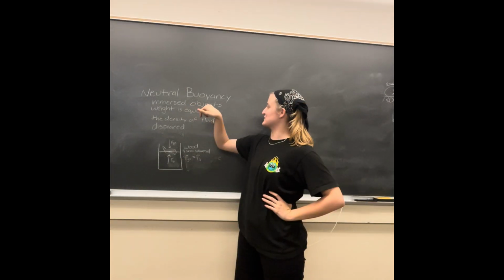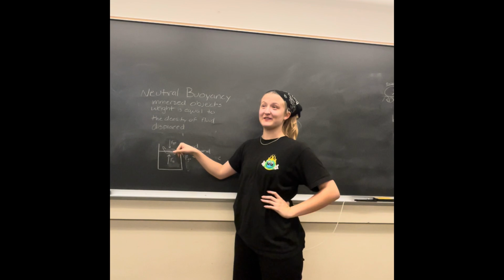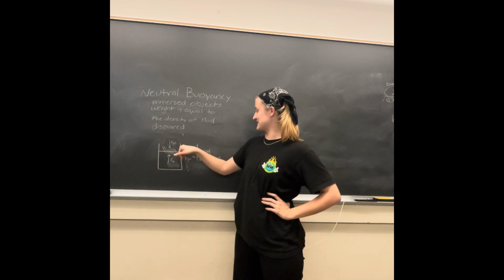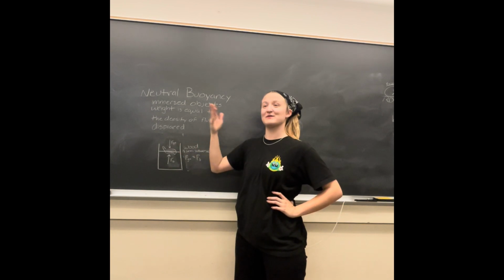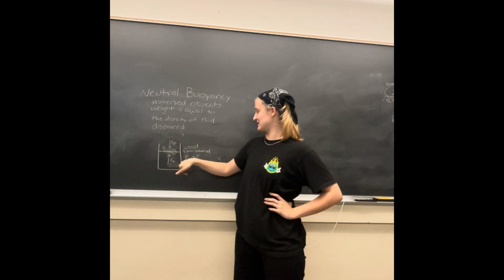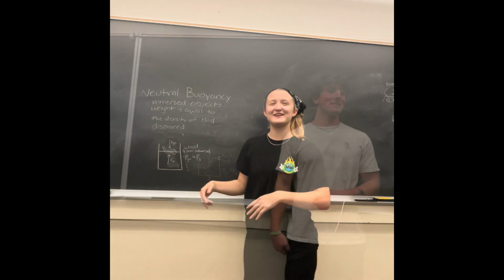Neutral buoyancy is where the immersed object's weight is equal to the weight of the fluid that is displaced, displayed most commonly in driftwood. It's where half of the object is submerged under the water and the other half is above the water, making sure that the force of gravity on the wood or other object is equal to that of the force of buoyancy. It's also common in icebergs.